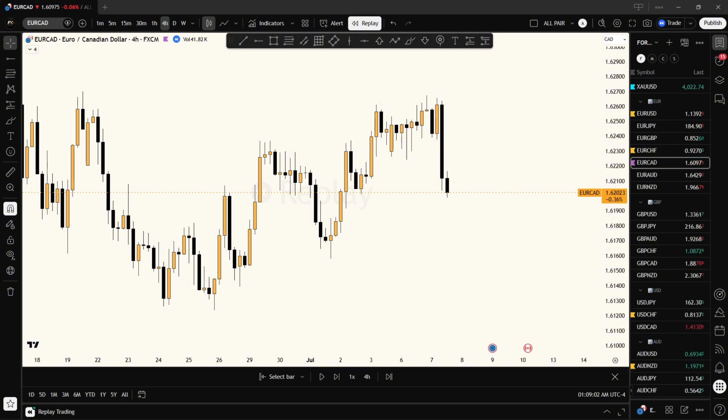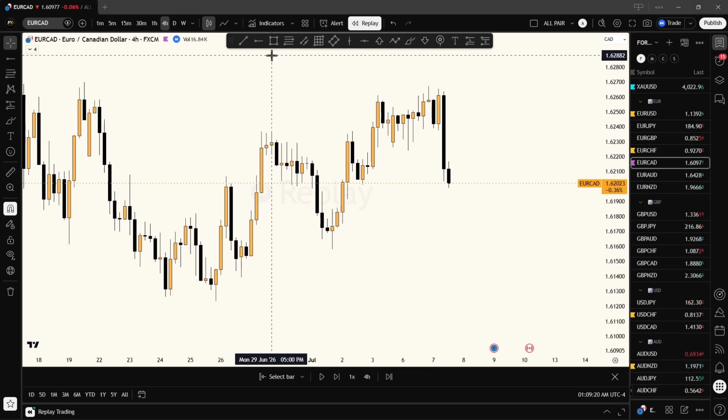Alright, we're now looking at a fresh Euro Canadian chart. Let's start analyzing the market structure and see if we can identify a high probability trading opportunity using our SMC approach. When switching to a new chart, always start by identifying the higher time frame trend and key swing points.